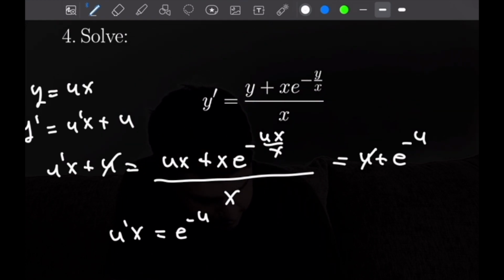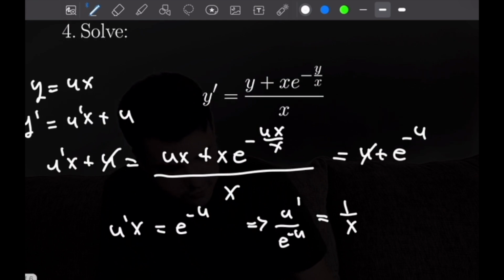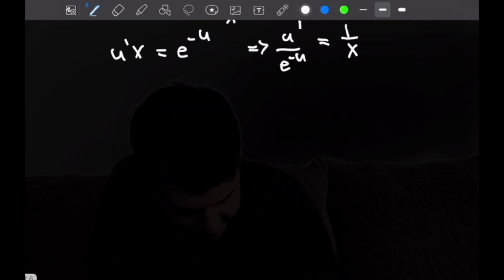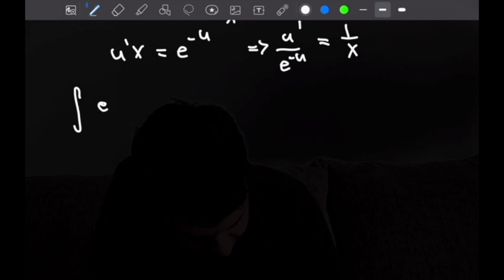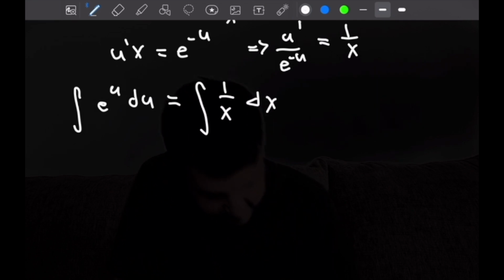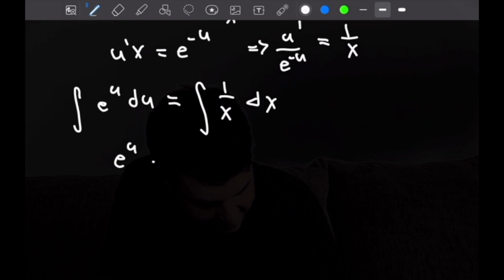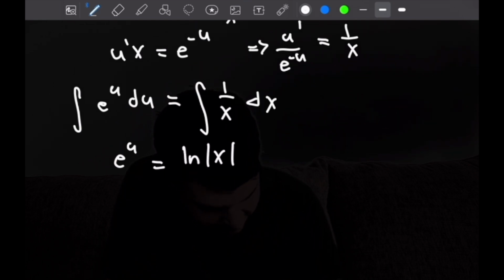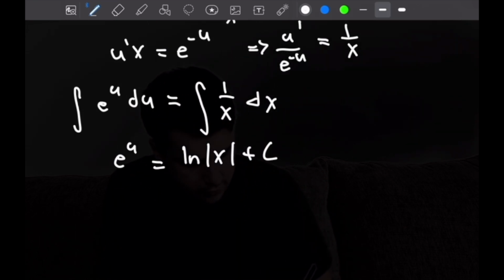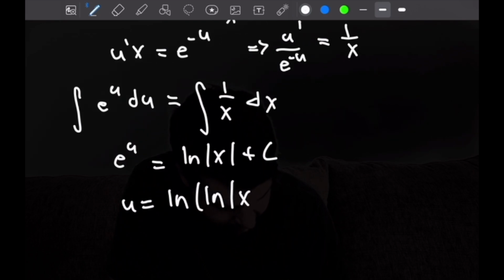Once we separate our variables, we will get that u prime over e to the negative u is equal to 1 over x, which means we can equate the following antiderivatives. We will have that the antiderivative of e to the u du is equal to the antiderivative of 1 over x dx. And the antiderivative of e to the u du is obviously e to the u, and that's going to be equal to the natural log of the absolute value of x plus some constant c. Then we can take the logarithm of both sides, and we will get that u is equal to the natural log of the absolute value of x plus some constant c.